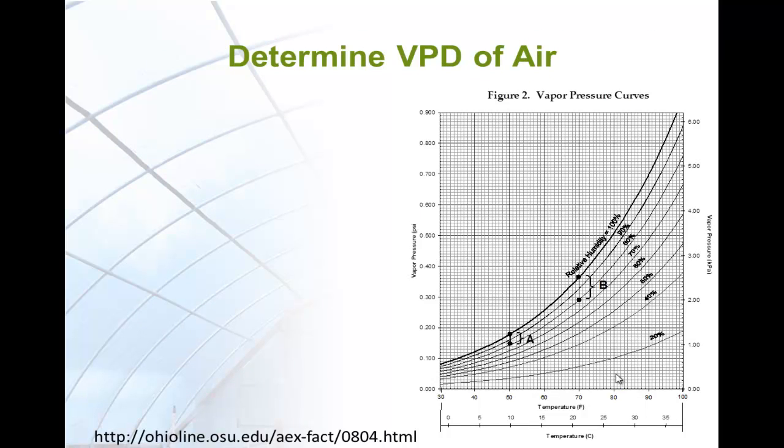For the next few slides, I'm going to demonstrate how VPD can be determined. This is very similar to using a psychrometric chart to determine relative humidity or dew point. In this chart, on the y-axis, we see the vapor pressure data, and on the x-axis, we see the temperature. You can find this chart following this link: http://ohioline.osu.edu/ax-fact/0804.html.